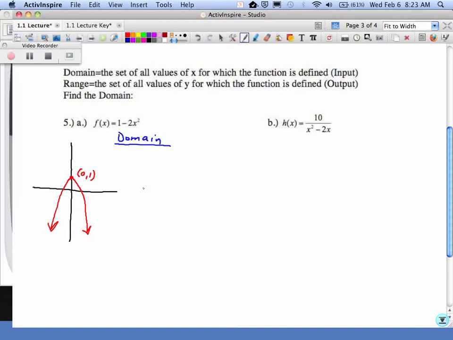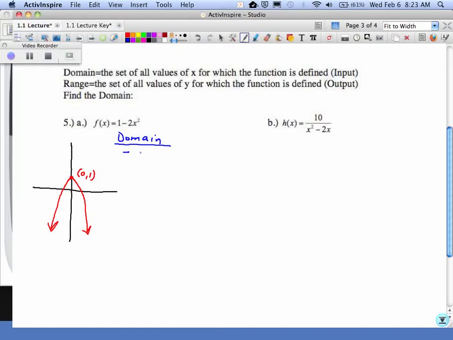Can I plug in 5? Is there anybody in here who can't square the number 5? Can you plug in negative 5? Can you plug in 100? Negative 100? One million? Negative 1 million? So is there any x value that you can think of that you can't use in this problem? No. So my domain, different ways of writing it.